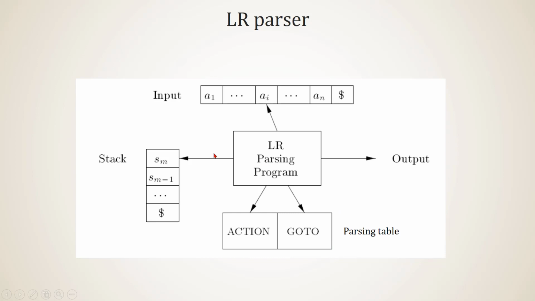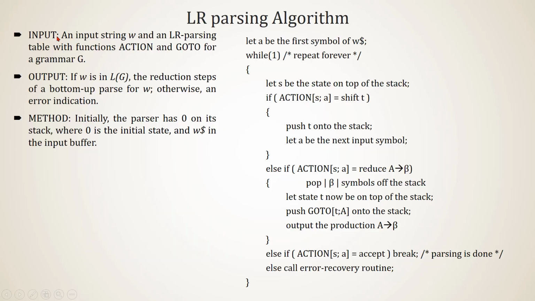So in an LR parser we have a stack. We have a parsing program that we will study now. We have an input string. We have a parsing table, which was already discussed in the previous video, and based on the parsing program we will get an output. So one thing you have to remember is we have a stack, we have an input buffer, we have a parse table and output. So this is the parsing algorithm.